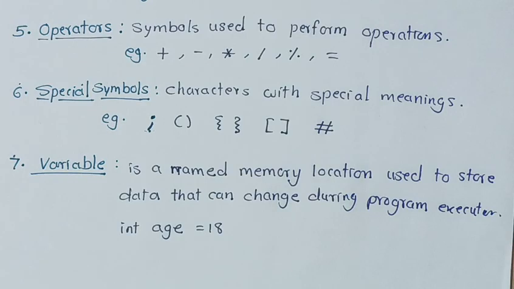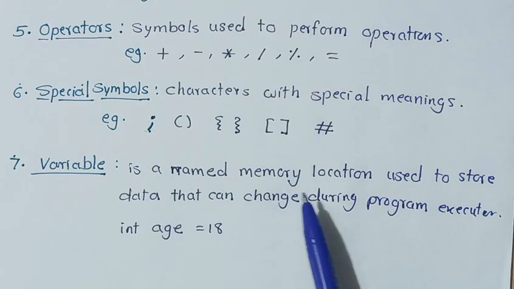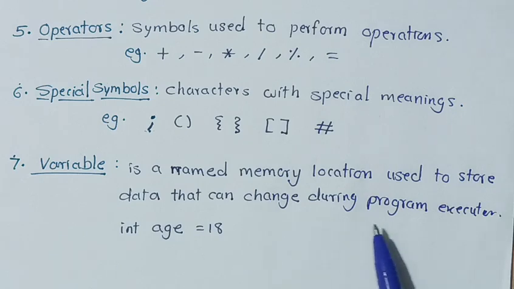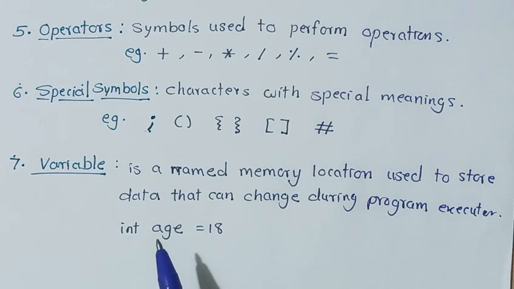So next one is variable here. Variable means a name, a memory location used to store data that can change during the program execution. As I explained in detail in the previous video, you can see that video also. See here the example, int age equal to 18. So age is the variable, and 18 is a constant. That constant value we are storing into the age variable here.